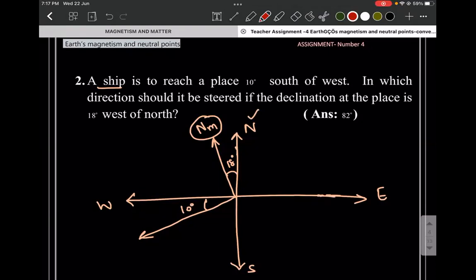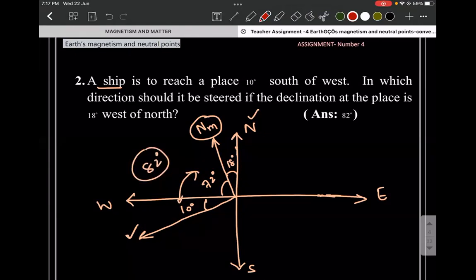So if he knows what is the error that has occurred at his particular location, then he will know how much he is supposed to balance so that he is able to go in this direction. So how to calculate that? If this is 18 degrees, then this will be 72 degrees. So what will be the total angle here? From the actual direction in which he is going, he should steer through an angle of 82 degrees so that he will be able to reach the destination which he is desiring to go.